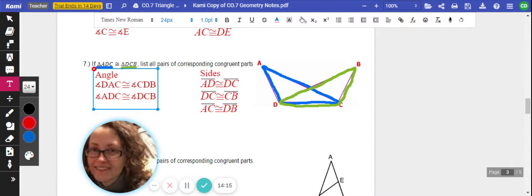All right, let's try the last two. So I have a C and a B here. Why don't you guys go ahead and pause the video and see if you can come up with an order for angle C and angle B.